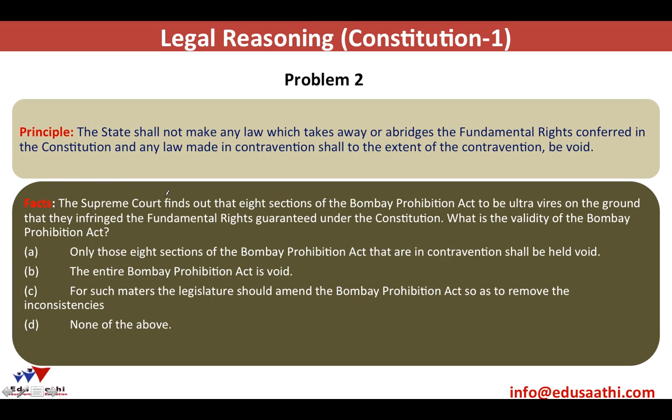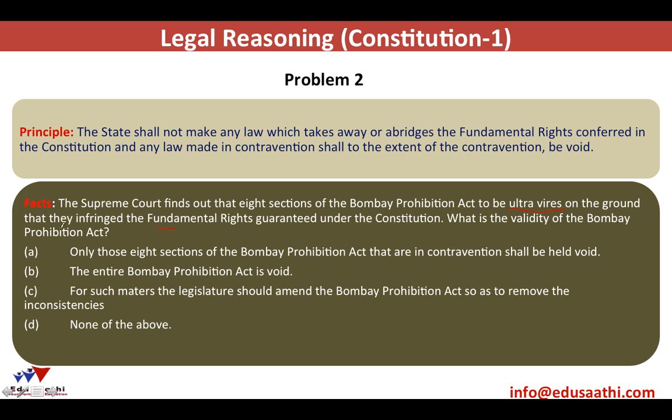Let's take the problem. Principle: the state shall not make any law which takes away or abridges the fundamental rights conferred in the Constitution, and any law made in contravention shall, to the extent of contravention, be void. The facts of the case are: the Supreme Court finds out that 8 sections of Bombay Prohibition Act to be ultra vires on the ground that they infringe the fundamental rights guaranteed under the Constitution. The term ultra vires is used for beyond the scope or beyond the powers given. So the Supreme Court has found that 8 sections of this act are not in consonance with the fundamental rights.